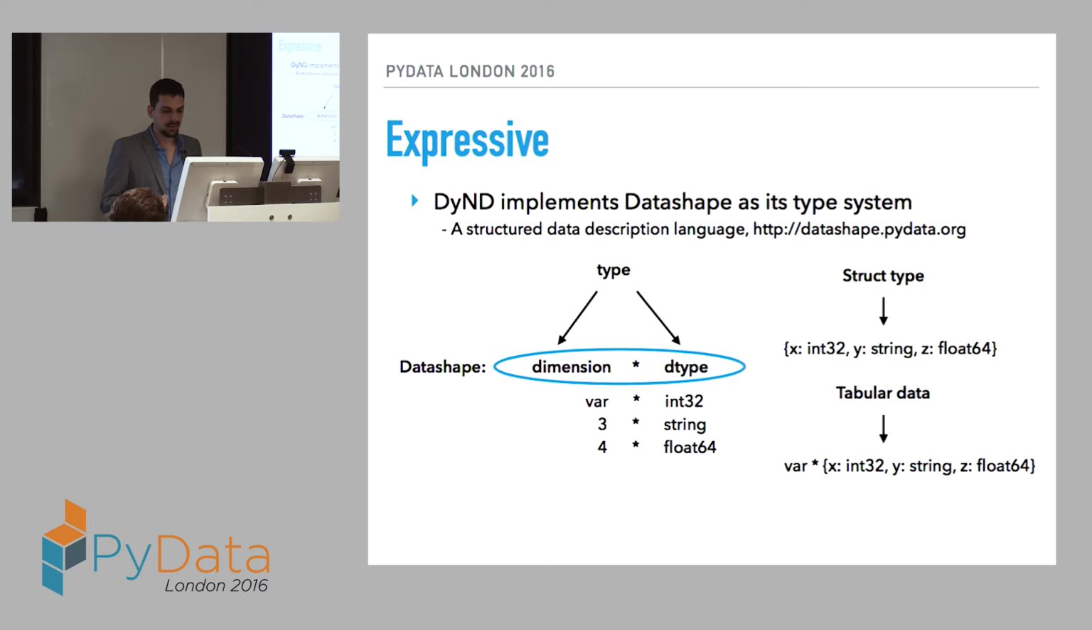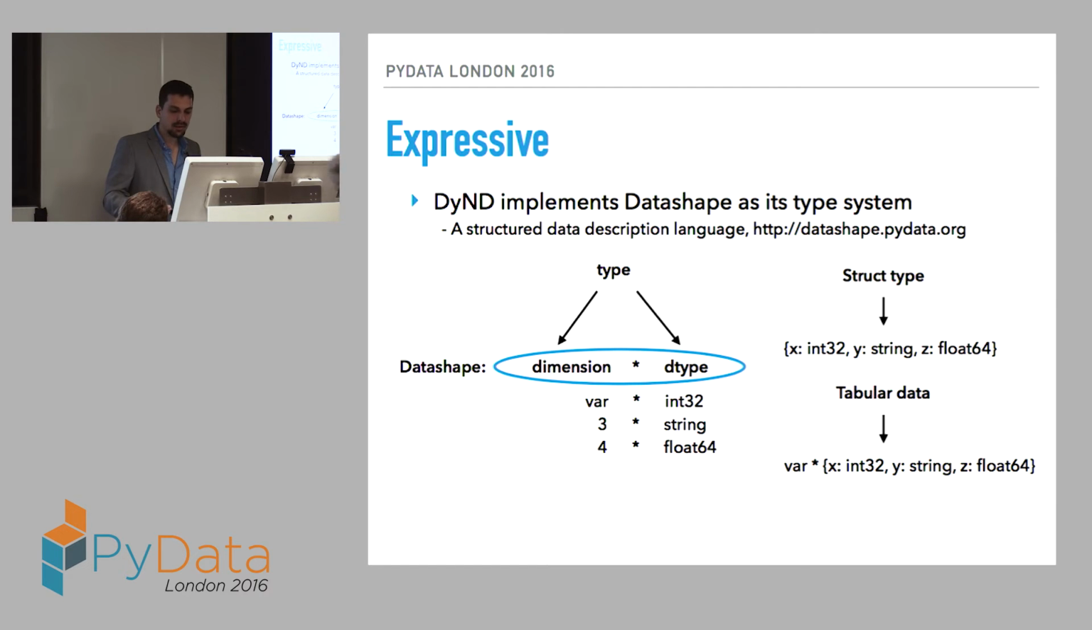So for instance, we might have a dimension type, which we call var, which means variable size dimension. And it may have a dtype that's a 32-bit integer. Or we may have a dtype which is a string, and we may have 3 of them. That's a fixed dimension. And we also have things like struct types, which is an aggregate type with different kinds of data and labels for what the names are.